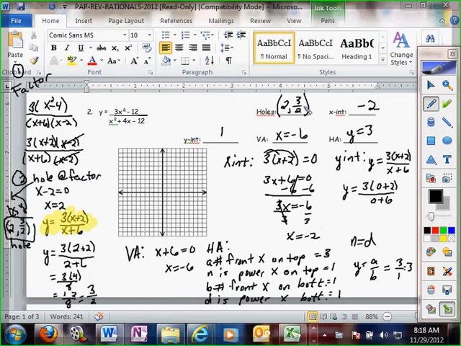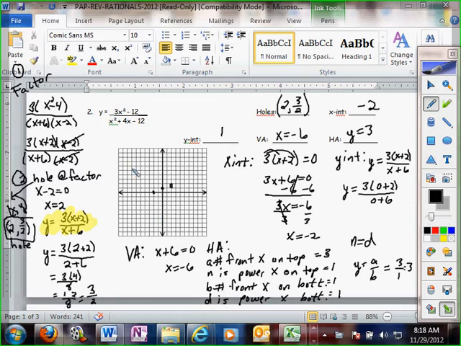So I start by graphing. I've got a hole at 2 comma 3 over 2, or in other words 2 comma 1.5. That's me right here. I have a hole right there. My x-intercept is negative 2. That's where it's going to cross the x-axis. I'm going to plot it. My y-intercept is 1. That's where it's going to cross the y-axis. I plot it. And now look at my asymptotes.